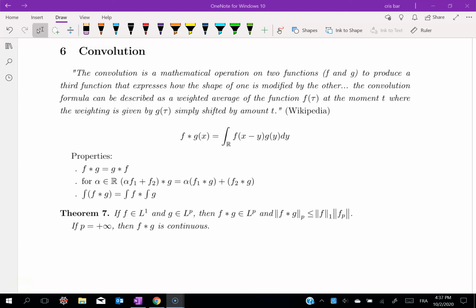Hello, so let's begin with this class. One of the big topics of today is going to be convolution. That's really the end of this chapter on the Lebesgue integral, and I promise you it was maybe one of the most theoretical chapters of the year. So don't worry, it's going to be a bit more practical very soon.